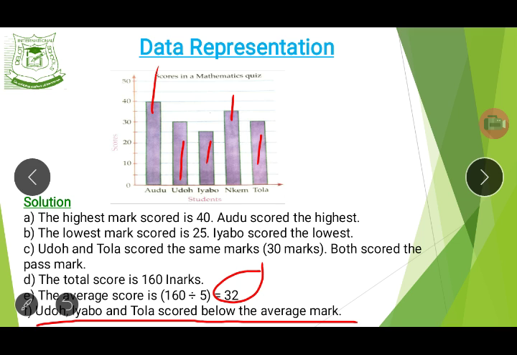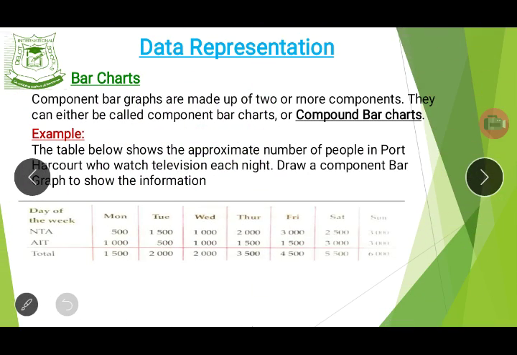All right then. So let's move to the component bar charts. The component bar charts. All right. So now the component bar graphs are made up of 2 or more components. Do you see this now? They are made up of 2 or more components. What does this mean?